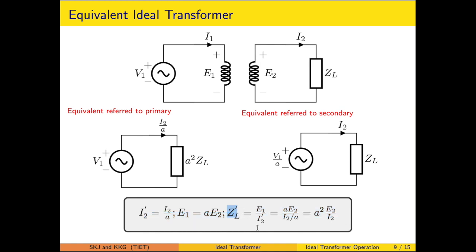So ZL dash, which is the impedance referred on the primary side, is evaluated by E1 upon I2 dash. That particular is giving rise to A times E2 upon I2 upon A, and this particular factor is coming. Similarly, when we are interested in the equivalent circuit referred to the secondary, this input voltage has to be referred to the secondary in this way. In this referral process, we can eliminate this particular transformer, and ultimately the resulting arrangement will be like that which has been discussed for the AC system.